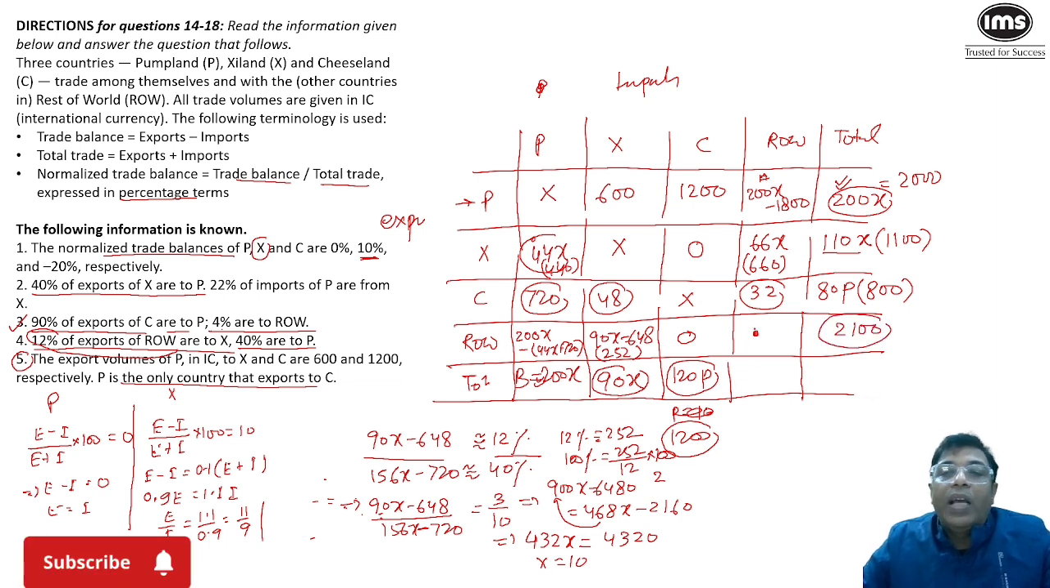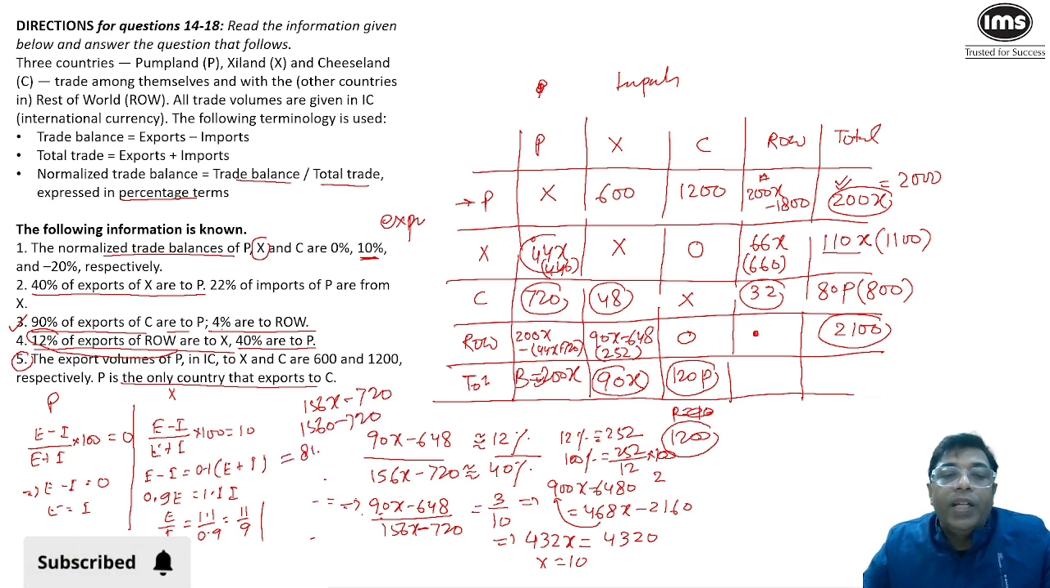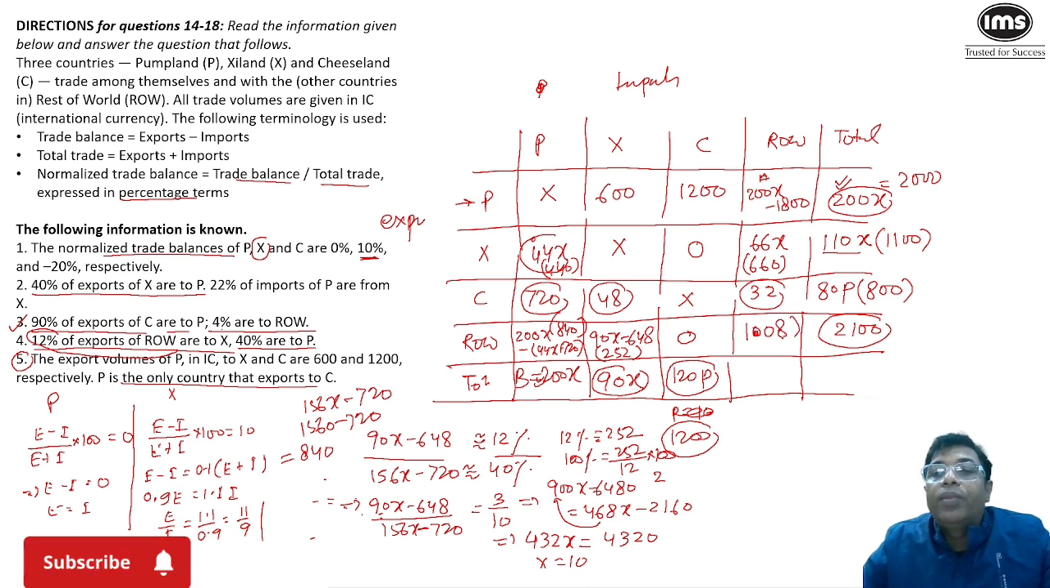So in this way, I can calculate this value also, like first, let me just try to figure out this value, that is 150x minus 720, which is 1500 minus 720. So this becomes 780. This is 840. This is 252. So you can calculate this value will become 1008. So now we know all the values. We can easily solve the questions one by one.